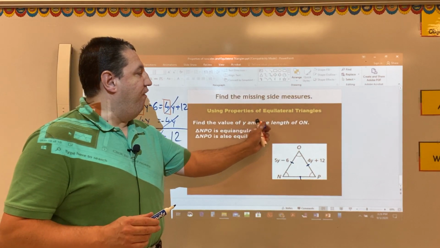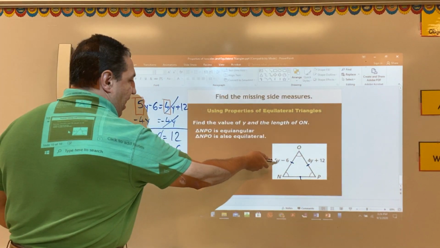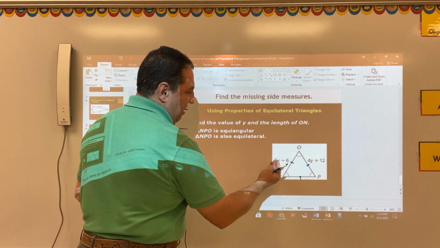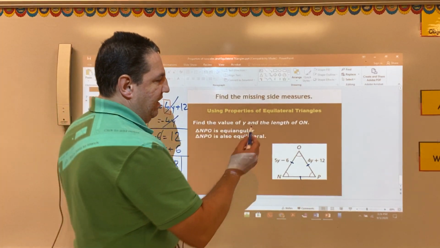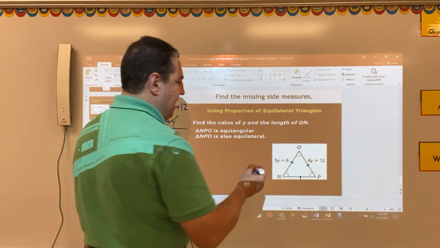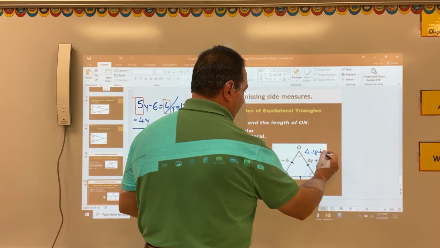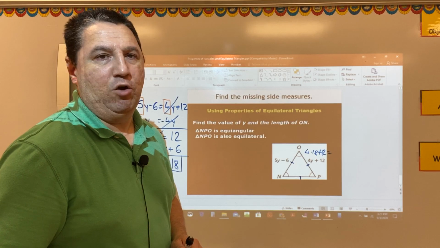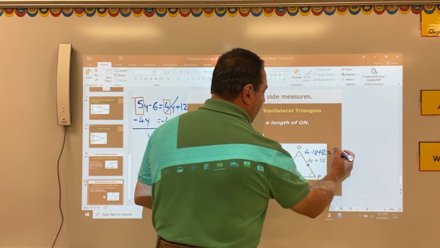Now, but we are not done. What does it say here? Find the length of ON. So we have to plug it in. We know y equals 18. We simply plug it in here or there, doesn't matter. But I think here it's easier because we deal with addition. So 4 times 18 plus 12. So 4 times 18 equals 72 plus 12 would be 84.